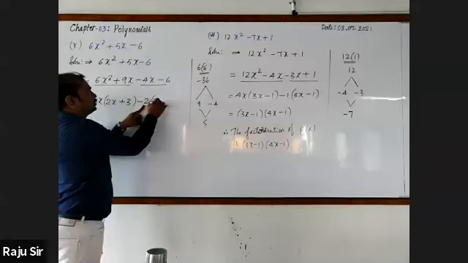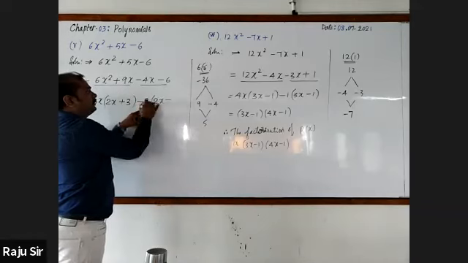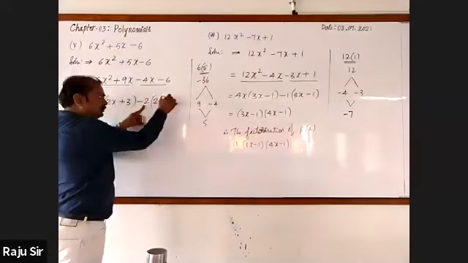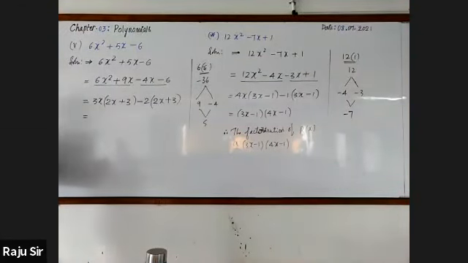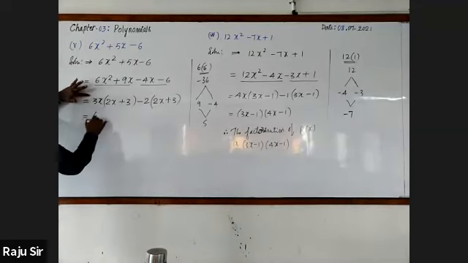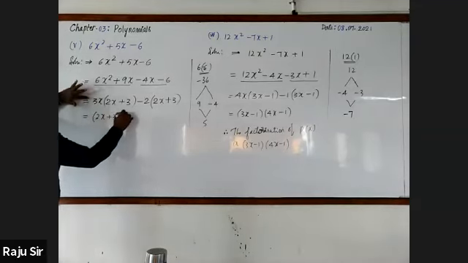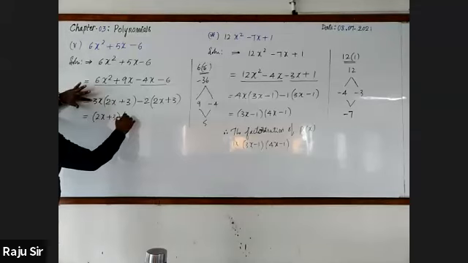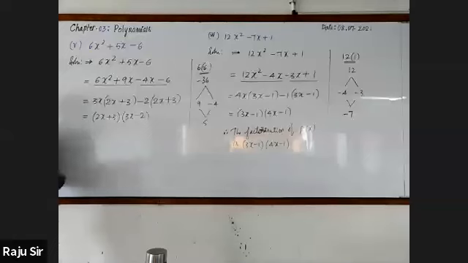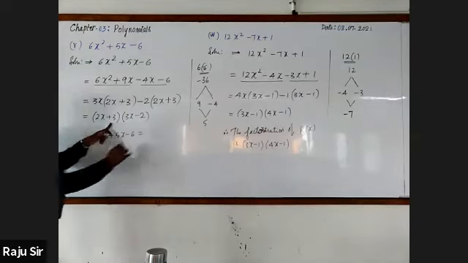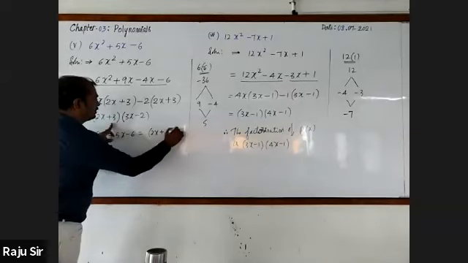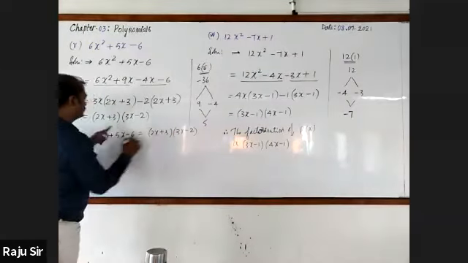In the second group, what is the common factor? 2 is the common factor. So 2 times 3x is 6x, then minus 2 times 3 is minus 6. In the whole statement, 2x plus 3 is the common factor, and the remaining is 3x minus 2. So this is the factorization. Therefore, 6x squared plus 5x minus 6 is (2x plus 3)(3x minus 2).